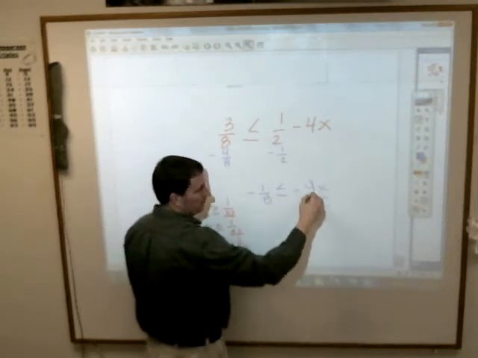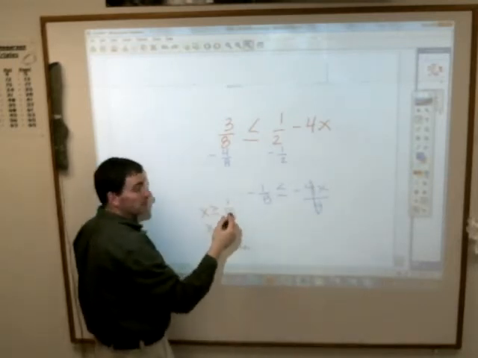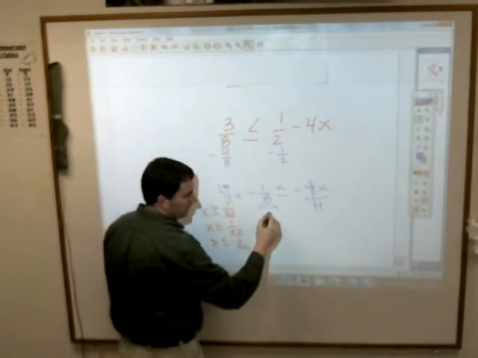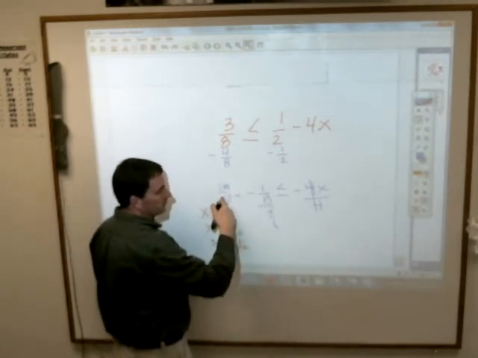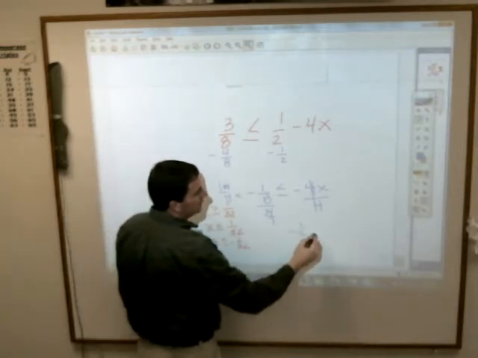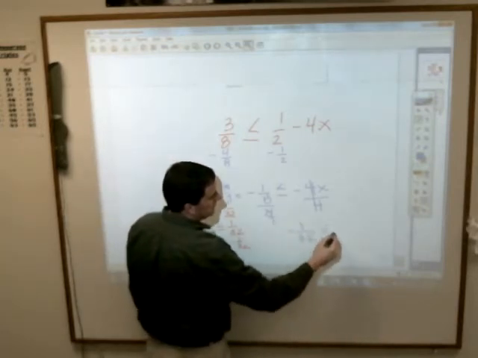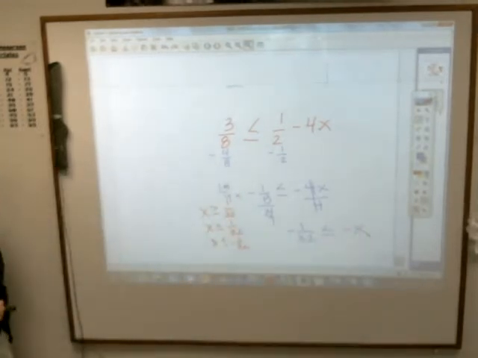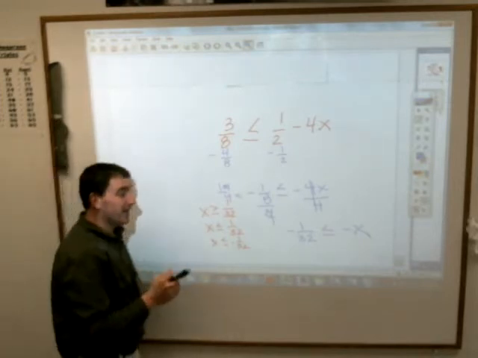She divided by 4. And when you divide by 4, that's the same thing as multiplying by 1/4. Just know that when I divide this by 4 over 1, I flip it over and multiply by 1/4. So now I have negative 1 over 32 is less than or equal to a negative x. Correct?